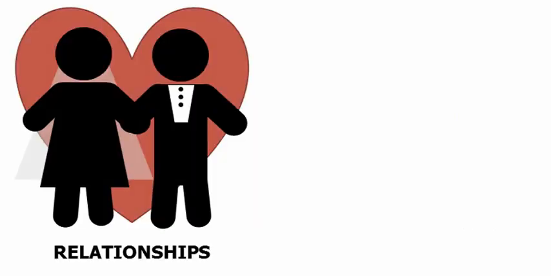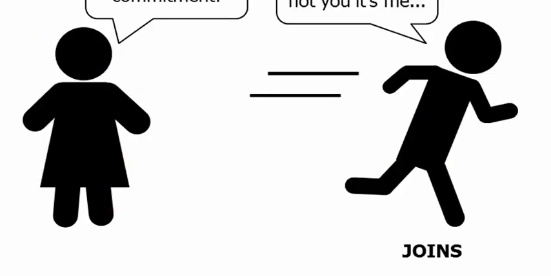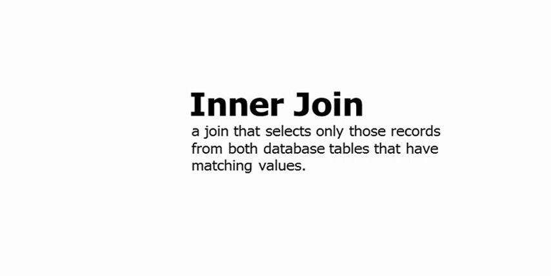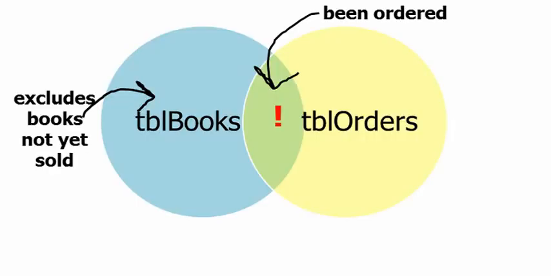There are three types of joins you can create in Access: inner joins, outer joins, and self joins. Inner joins are the default join type in Access, which will select only matching records between two tables. For example, if we had a query of two tables, tblBooks and tblOrder, and we wanted to see how many books have been ordered, we need an inner join between those two tables that will display only those books which have been ordered.